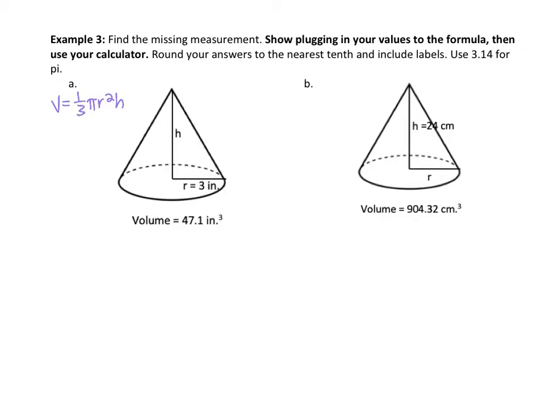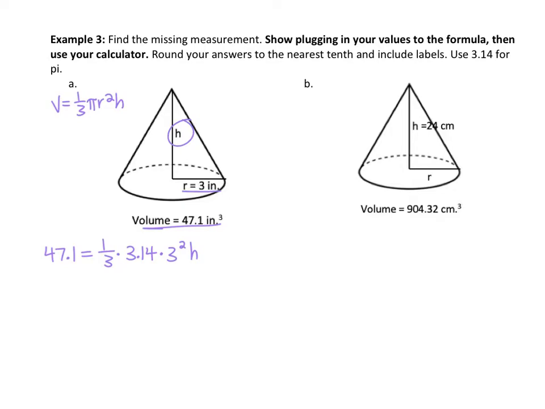Let's look at the known information. We know the volume and we know the radius, and we're trying to solve for the height. So let's plug in the information that we know. Volume is 47.1, and we're going to leave labels out, equals 1/3, and we're going to use 3.14 for pi, and then times our radius, which is 3 squared times h.